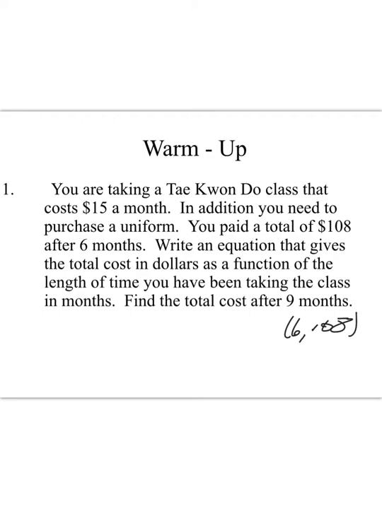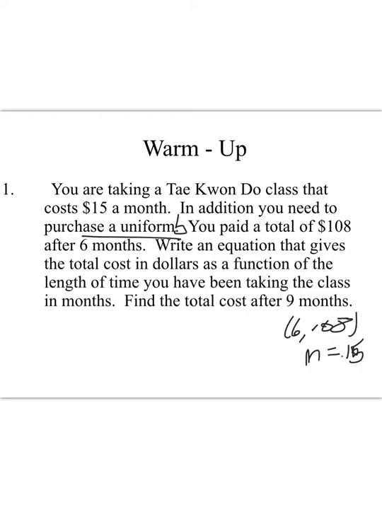And it says $15 a month. So each and every month I have to pay $15. That is actually my slope value. The uniform is that one-time fee, which is going to be our B value or our y-intercept.